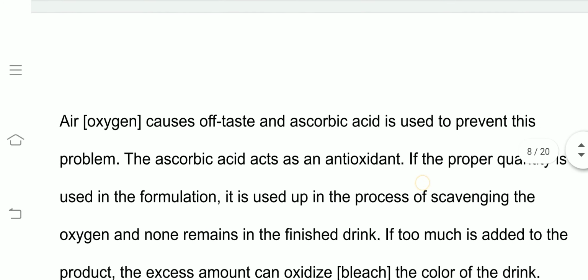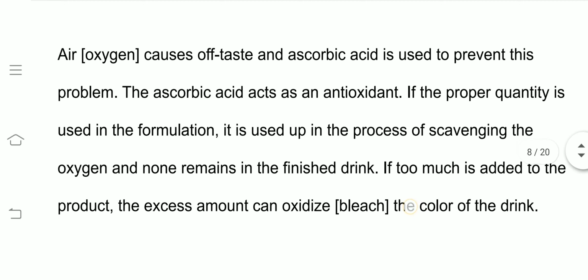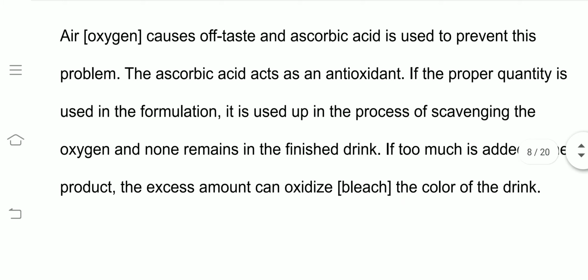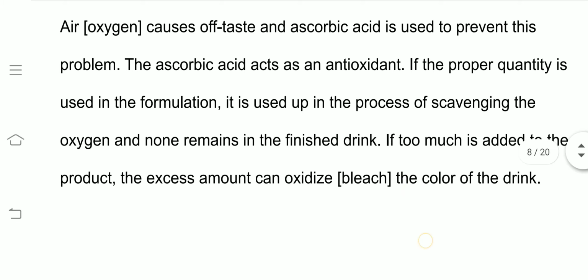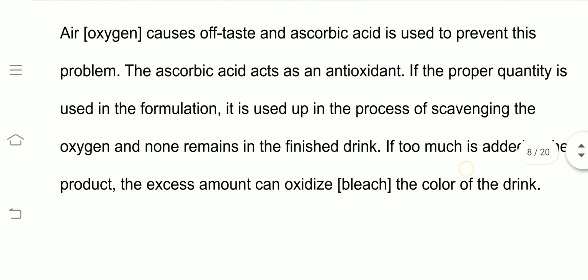Now, air or oxygen causes off taste, and ascorbic acid is used to prevent this problem. So, ascorbic acid also acts as an antioxidant which depresses the oxidation process in the presence of air.